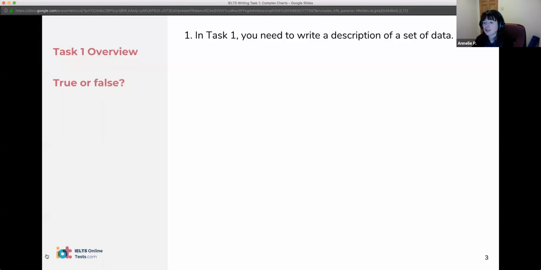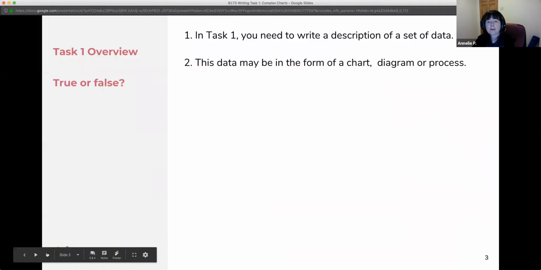It's just a description. You don't want to put any opinion or analysis in there. Okay, that's not the correct format. You're just describing what you can see. Okay, so it could be a chart or a diagram, or it could be a process. Okay, fine, good. We've got a lot of trues there. That's right. It could be a map as well.